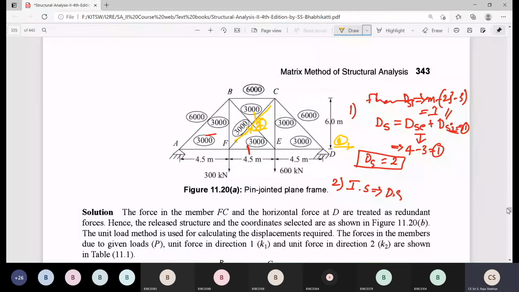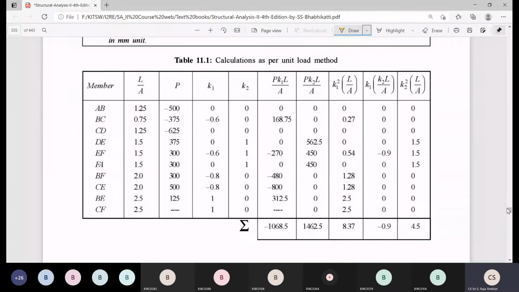After that, we need to make this table. This is exclusive. This method is only for truss problems. So for truss problems, we need to make this table. So first we need to write the members. Member AB, member BC, member CD, member DE, member EF. Like that we need to write all the members.